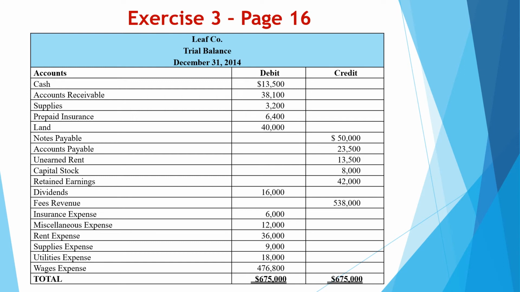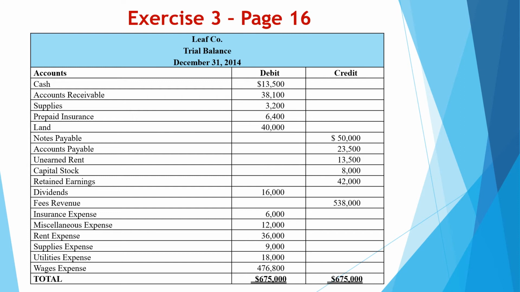Now, where to put the account balances, the amounts? We put them in the debit column or in the credit column. Actually, we distribute them between the debit and the credit columns according to their normal balances. Accounts that have a debit normal balance, we put them in the debit column, which are the assets accounts, the expenses accounts, and the dividends. And the accounts that have a credit normal balance, we put them in the credit column, which are the liabilities, the capital stock, and the revenues accounts.